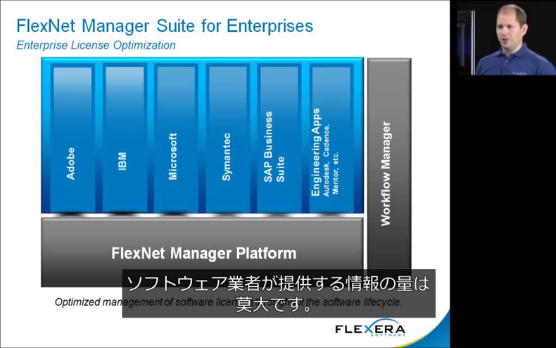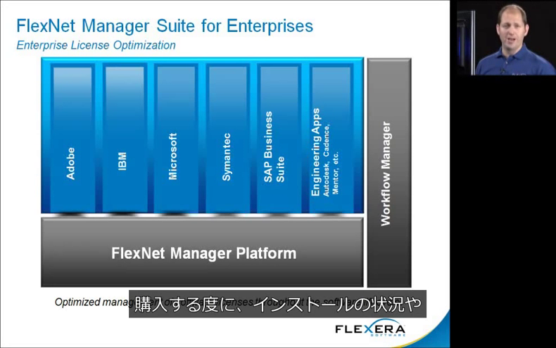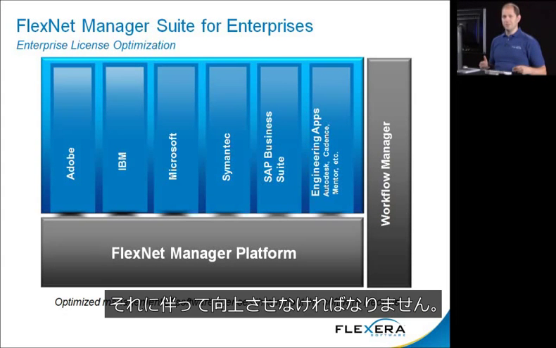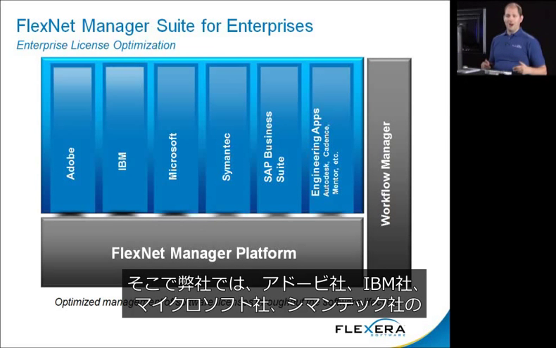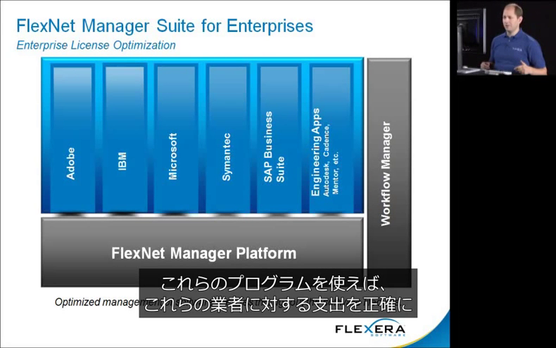Because of the scale and the amount of information coming from those vendors, you need to accelerate your ability to recognize their software, both on your machines and the entitlements as you purchase them, and represent those licenses against those purchases. So for Adobe, IBM, Microsoft, Symantec, we provide optimization products which allow you to accurately represent the spend that you have against those vendors.